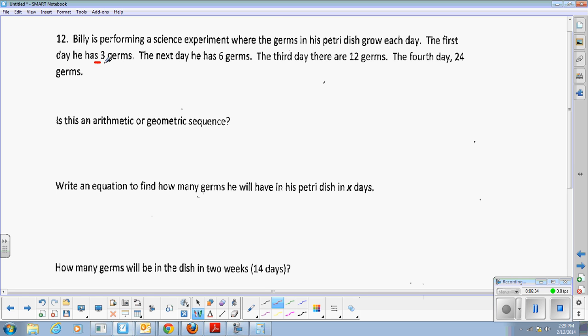So you've got to look at your numbers here. You've got 3, 6, 12, 24. Arithmetic, geometric? I don't know. You've got to answer that question. Write an equation. So again, once you figure out if it's arithmetic, you're going to use y equals mx plus b. If it's geometric, it's a times b to the x power, whichever one you decide. And then you're supposed to find out how many germs will be in the dish in 2 weeks, that would be 14 days. Okay, 14 days. Notice here, x represents days, so we want 14 days. So you have to remember where to put that 14 in your equation.